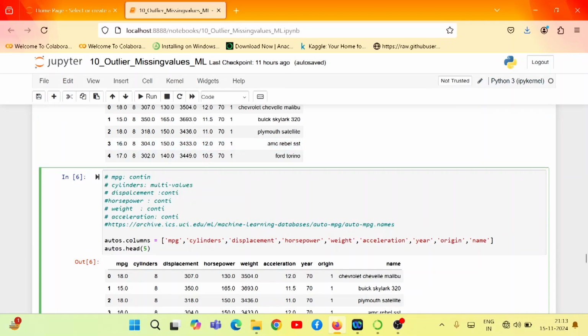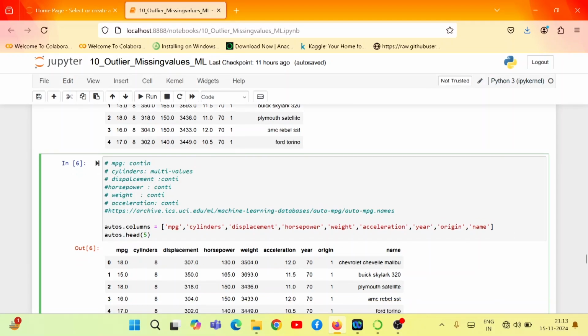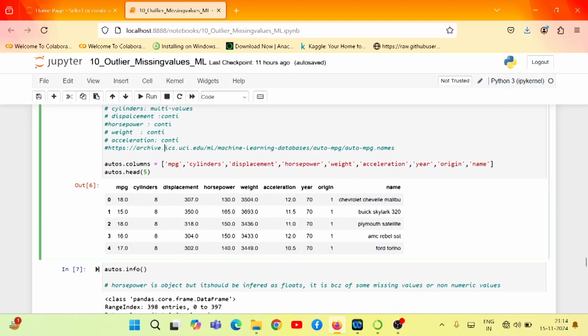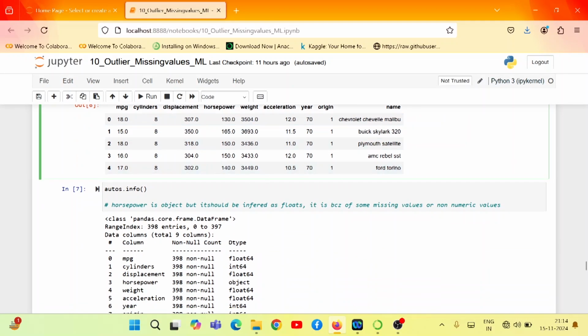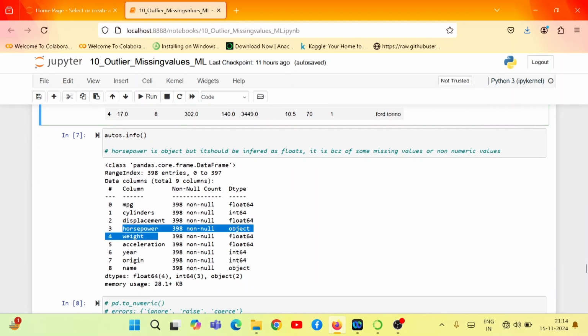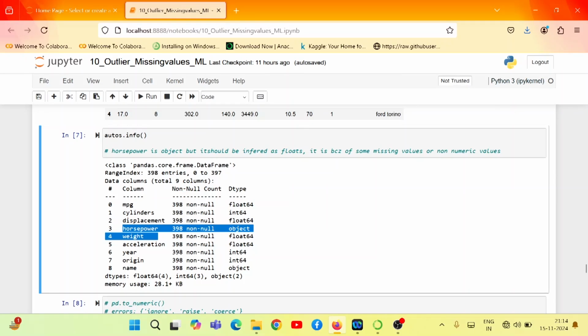So what I'm doing here is creating a list of the above names and assigning it to the data frame's columns attribute. So we are assigning this value to our existing data frame. After executing it, this would be our data frame. This is our updated data frame, which consists of the data as well as the column names. Now, if you look at this properly, after creating this data frame, I have found out the info. The important part here is that the horsepower column has been inferred as object, whereas it should have been inferred as float64.